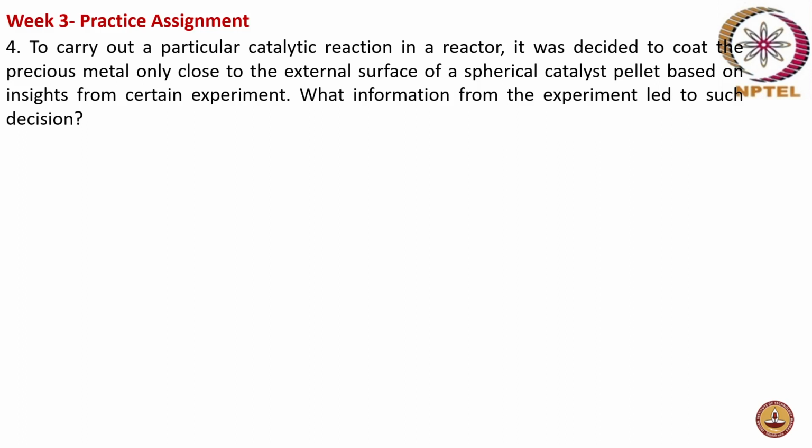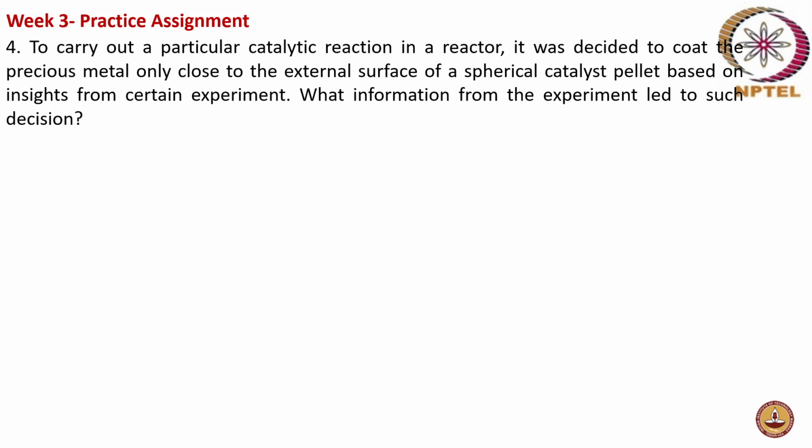You can get it from one word in the question itself. They have to make such a decision because these are precious metals, like platinum, and their availability and their cost is too high, right? So a wise decision should be taken. Say, for example, I just coat the platinum metal completely in the catalyst, but your reaction is not going to make use of that entire platinum that is coated. Then it is a waste of money, right?